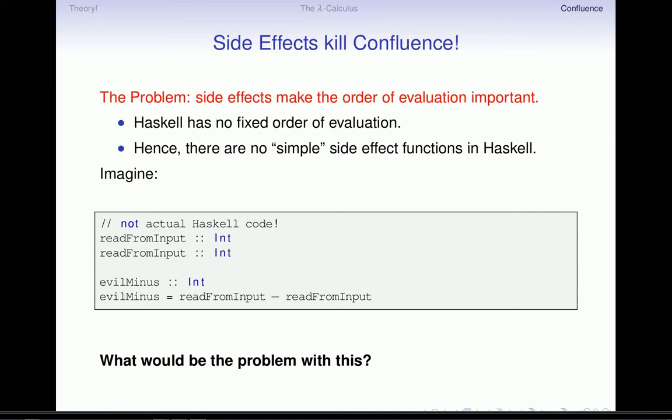The problem would be that we have no guarantee which of the two read from input function calls is evaluated first. So if I enter two different numbers with my keyboard and feed it to the evil minus function, we do not know which of the numbers would end up in the first function call and which would end up in the later, giving you two different results.